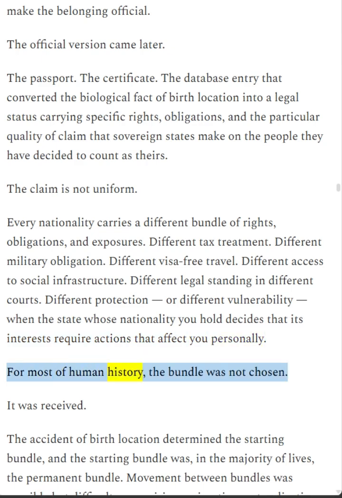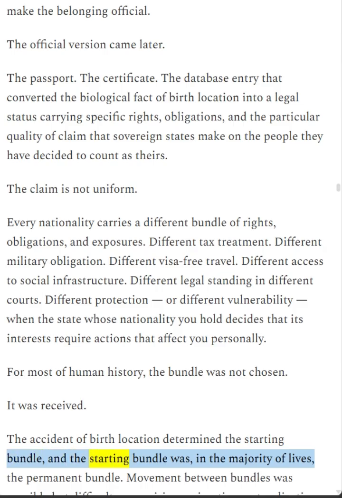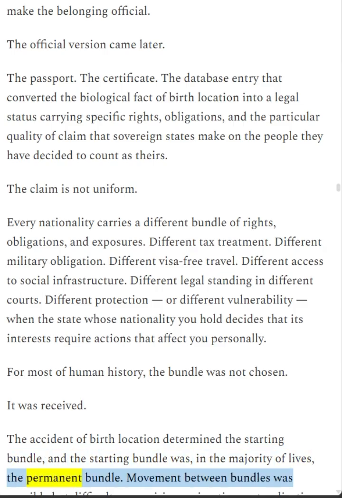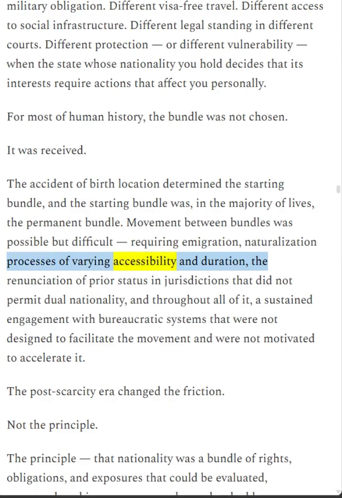For most of human history, the bundle was not chosen. It was received. The accident of birth location determined the starting bundle, and the starting bundle was, in the majority of lives, the permanent bundle. Movement between bundles was possible but difficult, requiring emigration, naturalization processes of varying accessibility and duration, the renunciation of prior status in jurisdictions that did not permit dual nationality, and throughout all of it, a sustained engagement with bureaucratic systems that were not designed to facilitate the movement and were not motivated to accelerate it. The post-scarcity era changed the friction, not the principle.